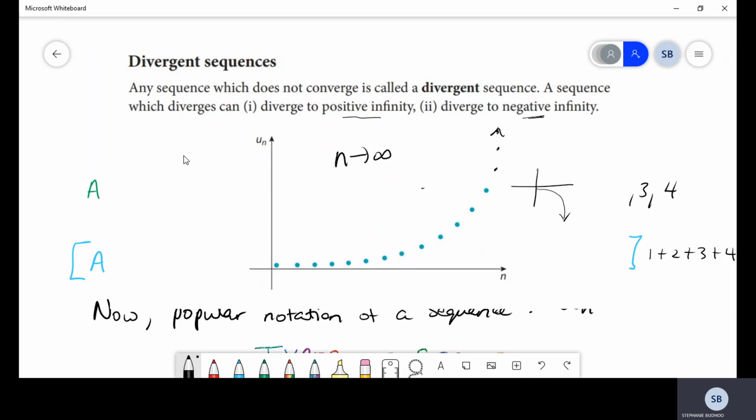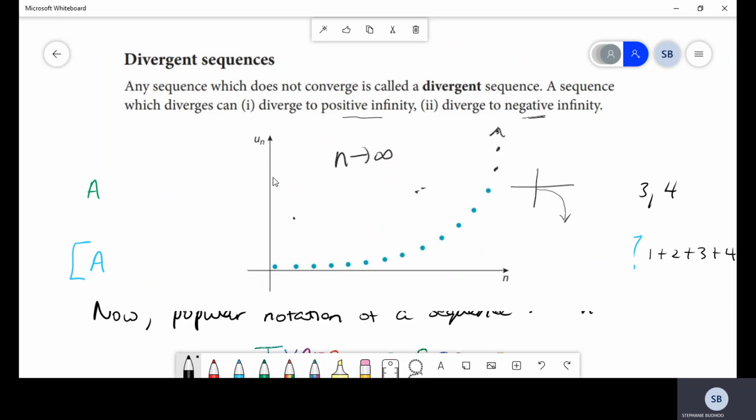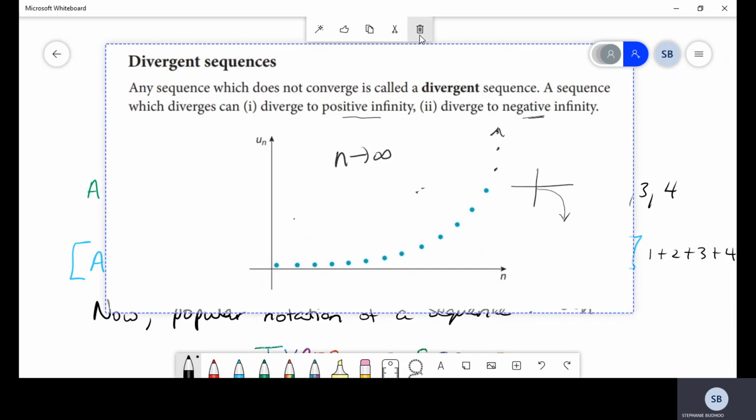Okay, so this is also another interesting one to look at, right? So let's try our best to get this one out. That's it for divergent.